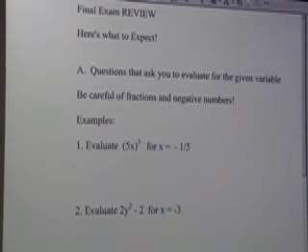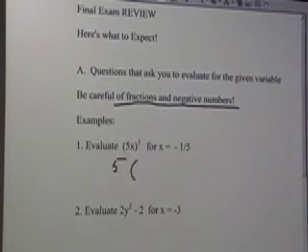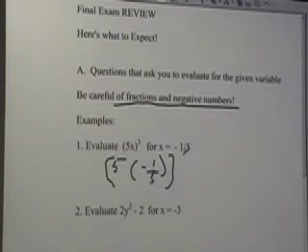You've got to be careful of fractions and negative numbers. Fractions and negative numbers, that's the tricky thing. So 5x cubed for x equals negative 1/5 would be as follows. 5, now I put a pocket, 1 over 5, and all of this is going to be cubed.